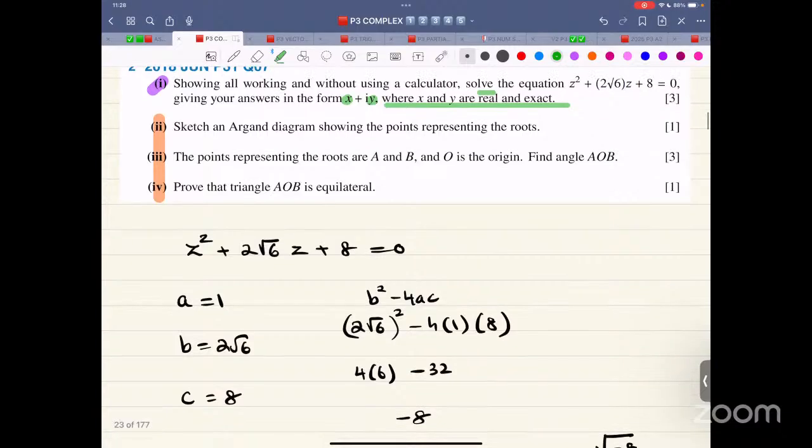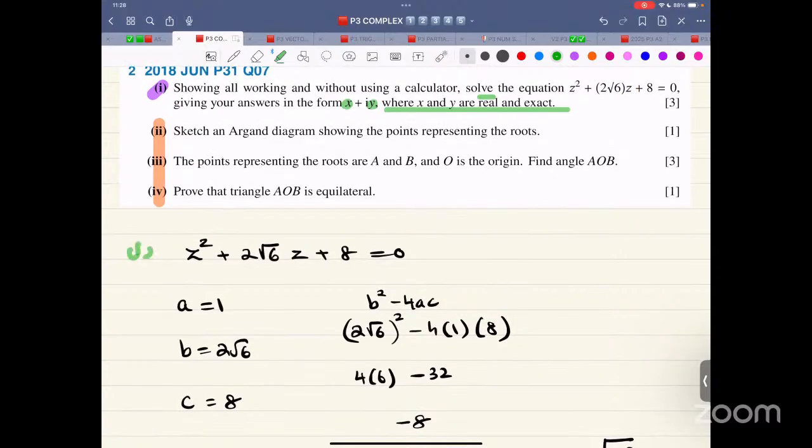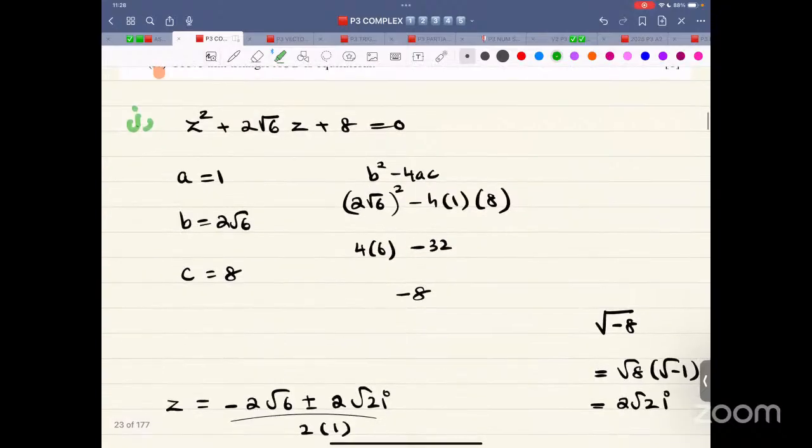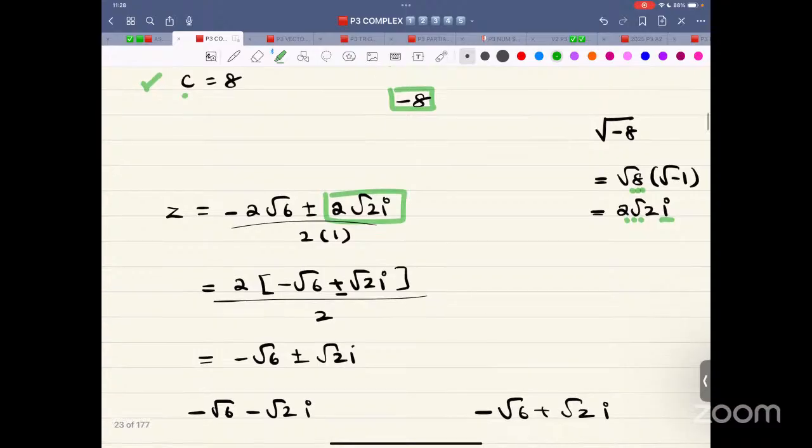Now it says sketch an Argand diagram. My bad, that's not the one. So we're just focusing on part one. The coefficient of a is 1, the coefficient of z is this much. A is the coefficient of z squared, b is the coefficient of z, c is the constant term. Evaluate b squared minus 4ac, that is negative 8. Negative 8 is basically root 8 into root 1. In surd form, 4 into 2, that's 2 root 2 into i. So this is b squared minus 4ac after the square root.